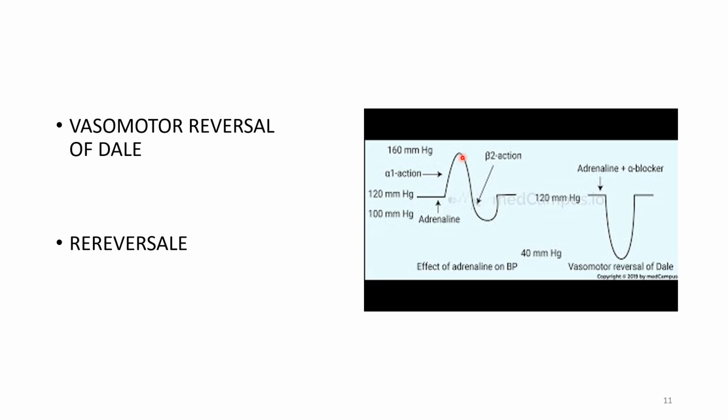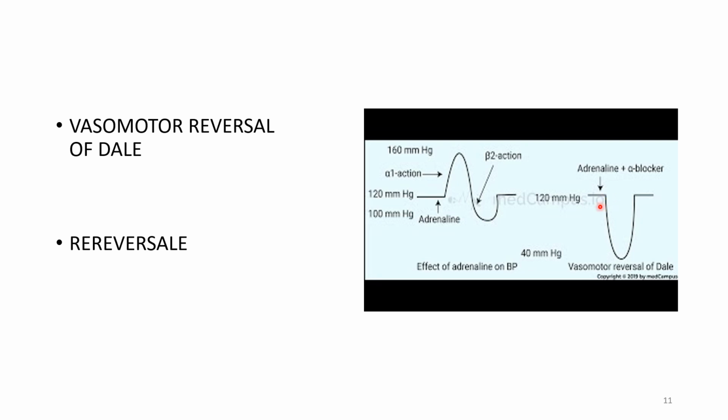Then after some time, the adrenaline is excreted from the body and its concentration level decreases in the body. At the low concentration, it will act on beta 2 receptors and it leads to a decrease in the BP to 200, for example. This is a biphasic response of adrenaline on blood pressure. So this is a normal thing.